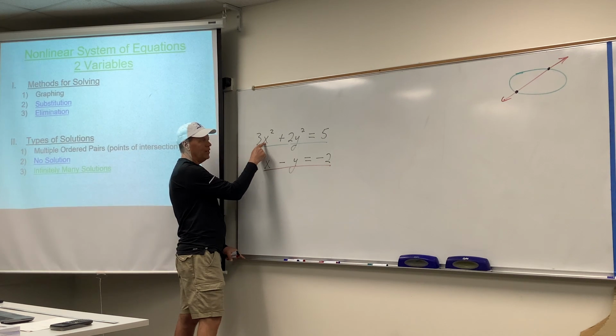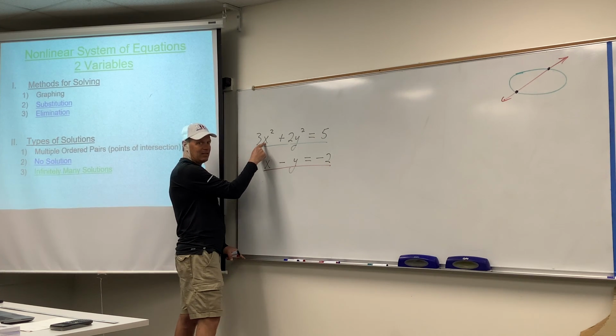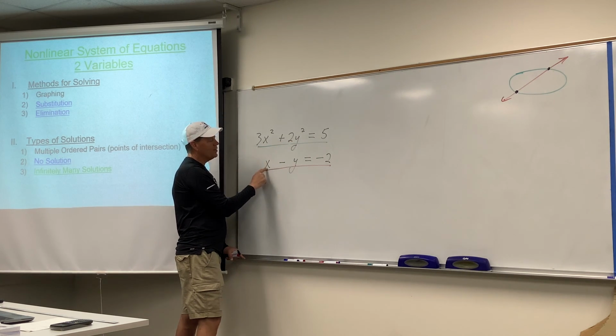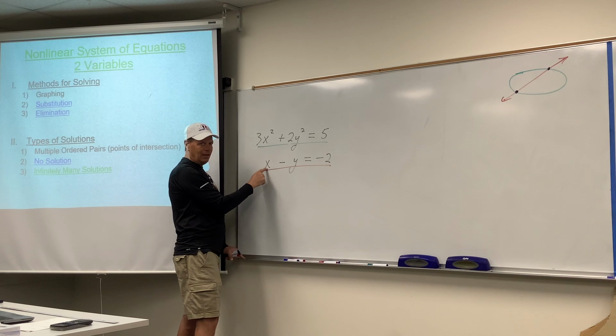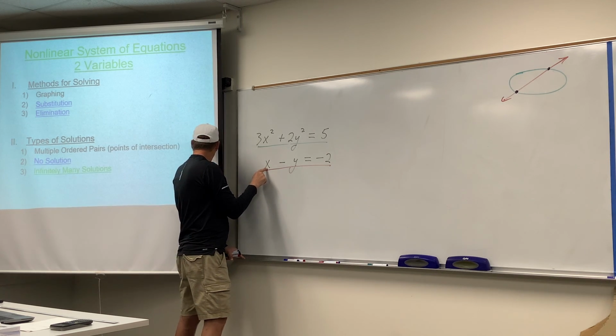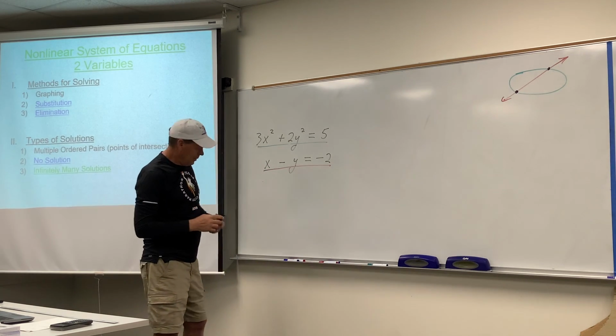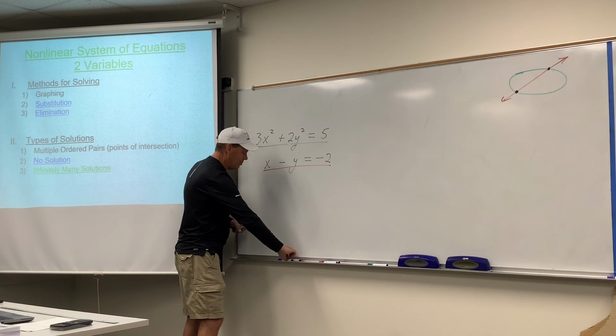We could either solve this equation for X and get X by itself. Who wants to do that? Get X by itself. Nobody. Good. You want to get Y by itself here? Nobody. Good, good, good. Good call. Who wants to get X by itself in this equation? Yay! Yes! That would be the easiest one. Let's isolate the X in that bottom equation.